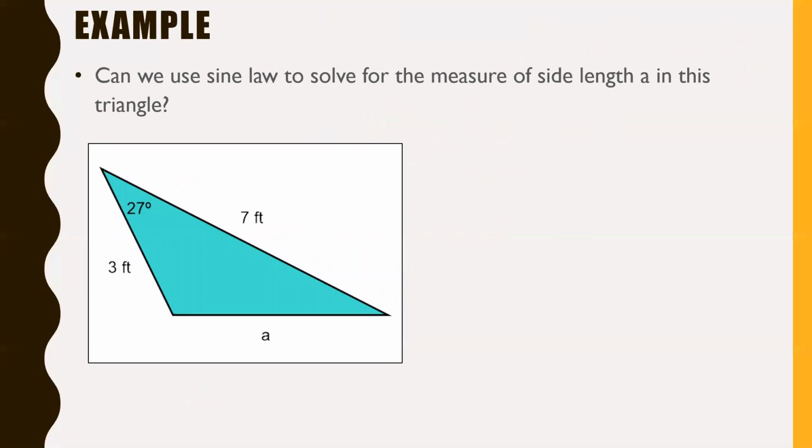Can we use sine law to solve for the missing measure, or the measure of side length A in this triangle? So we're looking for this side length right here. Since we're looking for a side length, we'll use the sine law that has the side lengths on the top. Let's start by finding ourselves a key. Well, if you look at this, we know the other two sides, so 3 feet and 7 feet, but notice we don't know the angles across from either of those. That's kind of what throws us through a loop here. We can't make a key, so in other words, we can't use sine law.